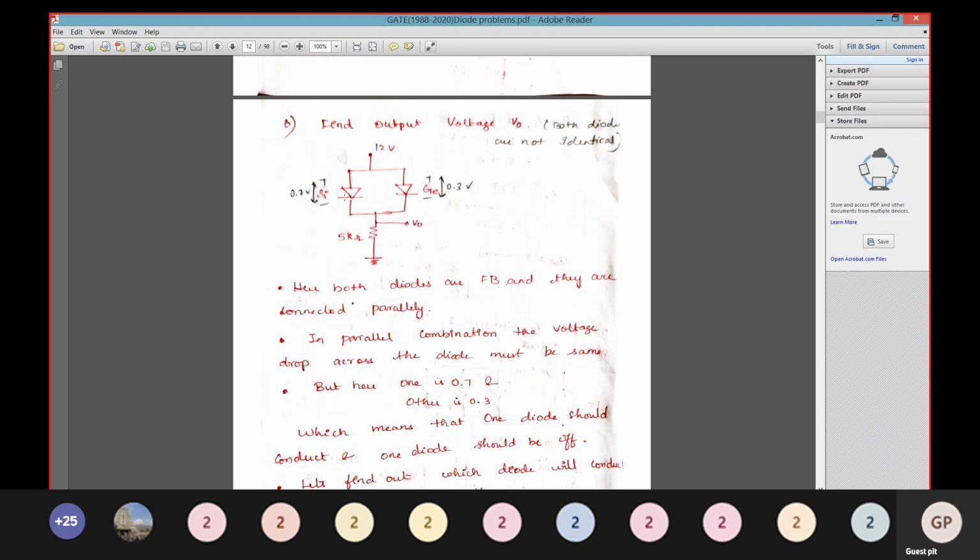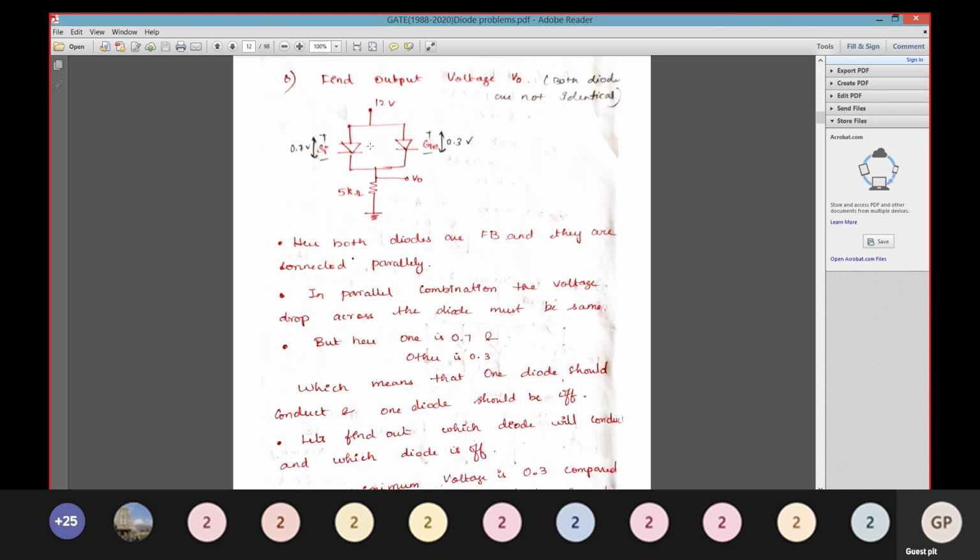So which diode conducts first, germanium or silicon? Germanium diode conducts first, because its cut-in voltage value is very low. Both are forward biased, but both can't conduct simultaneously. Parallel means both voltages must be the same, and both are actually different because of the material. So both can't conduct at the same time. At first, the germanium diode conducts.